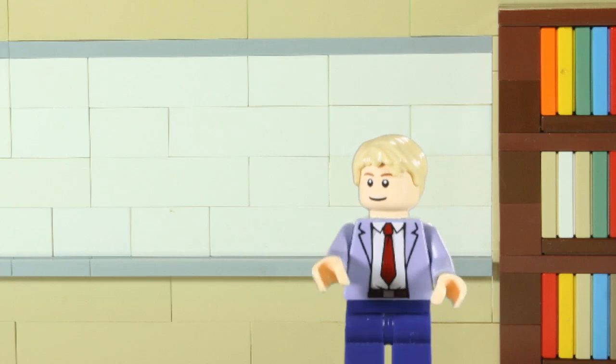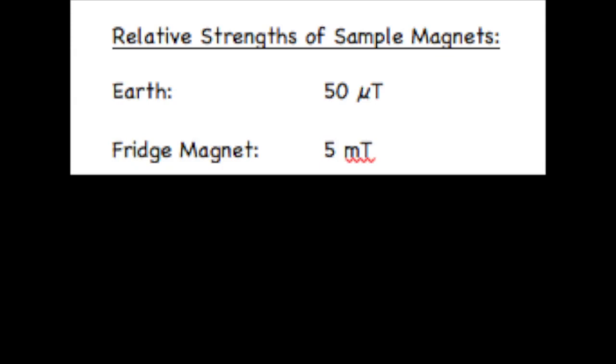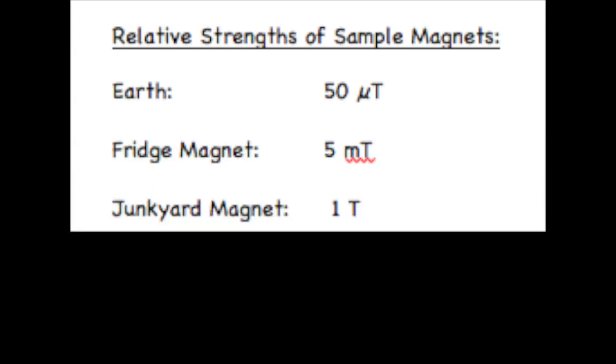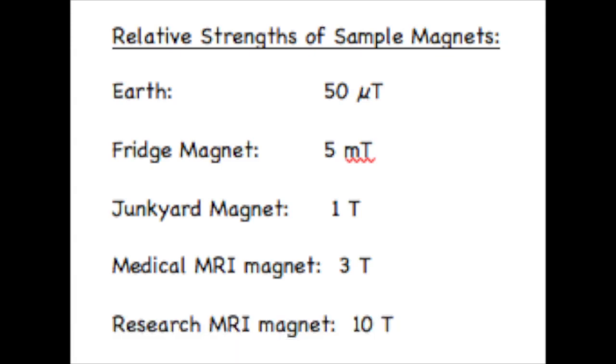Here's an interesting list of the strengths of different magnets. Okay, so the Earth is 50 microteslas, 50 millionths of 1 Tesla. A fridge magnet is about 5 milliteslas, so it's about 10,000 times stronger than the field of the Earth. A junkyard magnet, like the ones they use to pick up cars, is 1 Tesla. The magnet in a medical MRI machine that they have at the hospital is 3 Teslas. The biggest MRI machines in the world used in research labs are 10 Teslas.